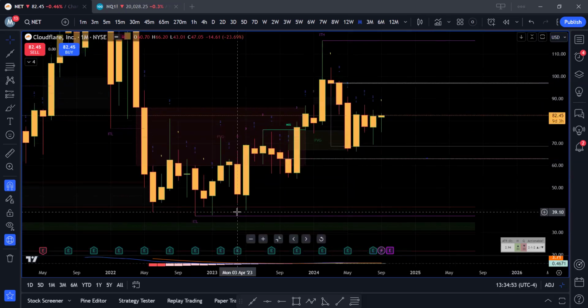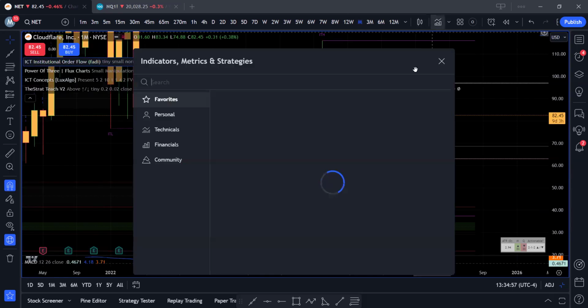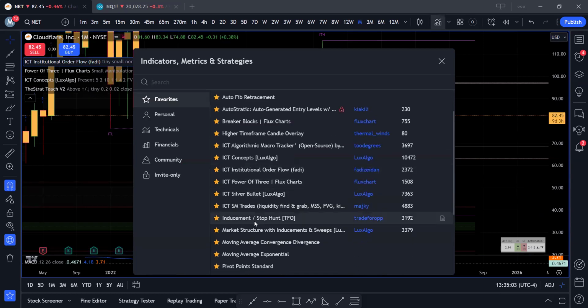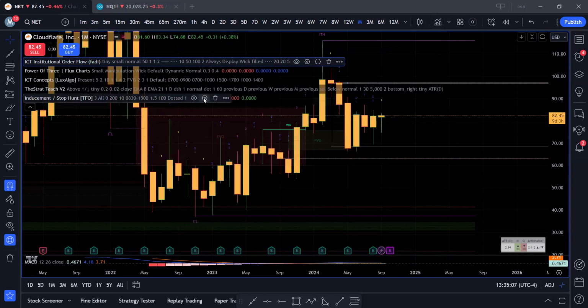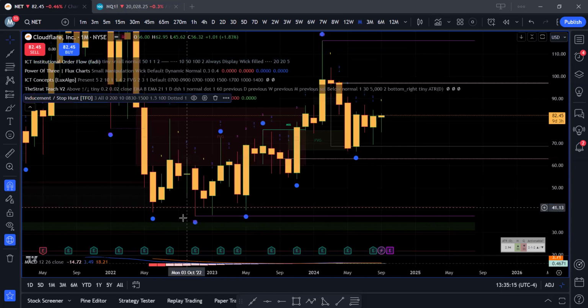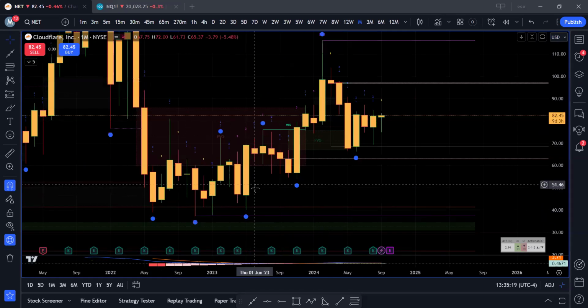A good indicator to show you swing pivots, I don't have it on right now, but it would be where is it? I have so many favorites. Inducement stop hunts, right? But you would just take off show stop hunts, take off that crap, and then put show fractal highs and lows. So then it'll show you swing pivots.